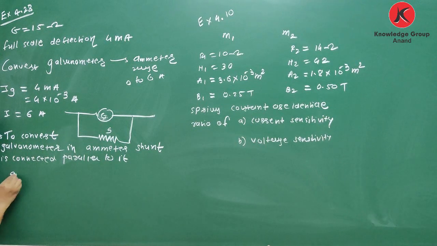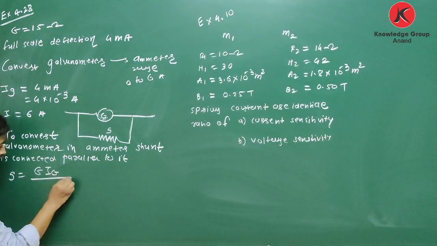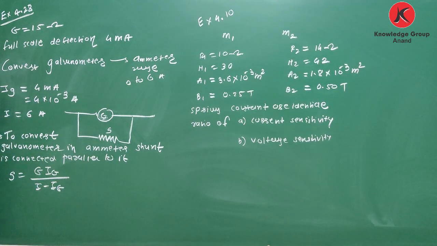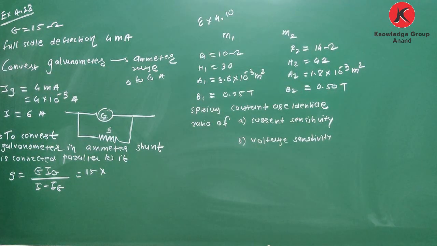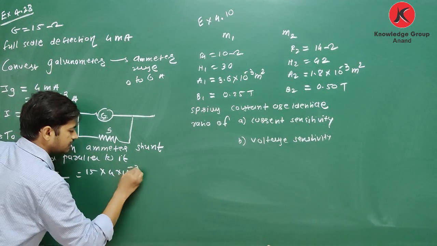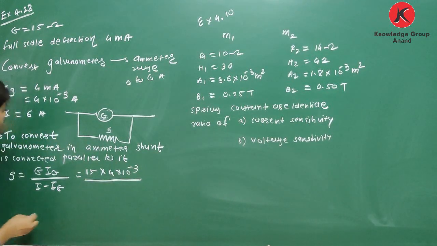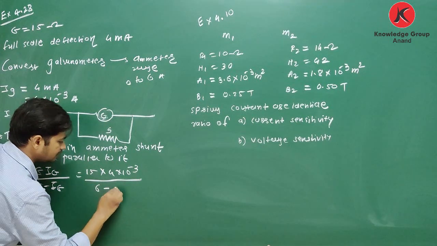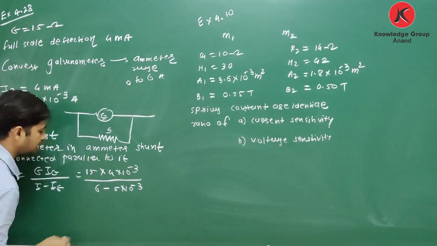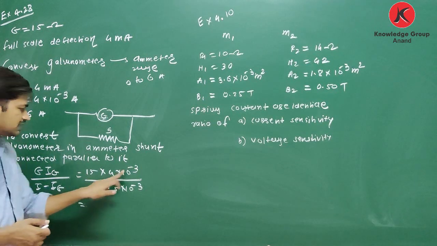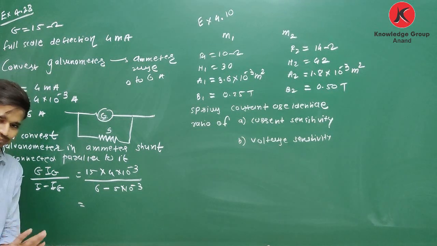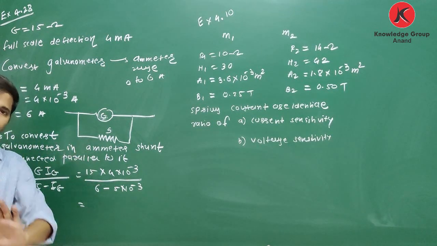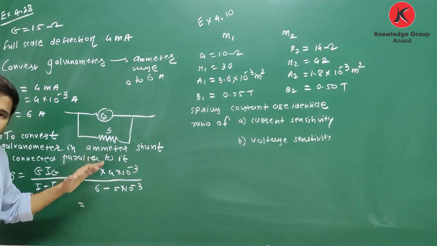Now what is the value of the shunt? The value of shunt S is equal to G Ig upon I minus Ig. You are given each and every value. G is 15. Ig is 4 into 10 raised to minus 3, divided by I, which is 6 ampere, minus Ig, which is 4 into 10 raised to minus 3. You can simplify this easily. 6 minus 4 into 10 raised to minus 3 means 6 minus 0.004. Simplify this: 15 into 4 is 60. Divide this.